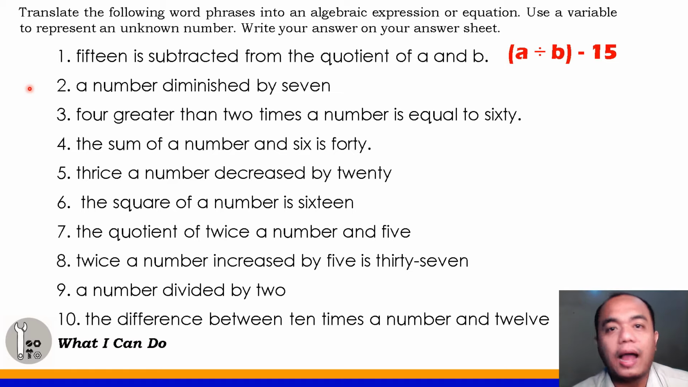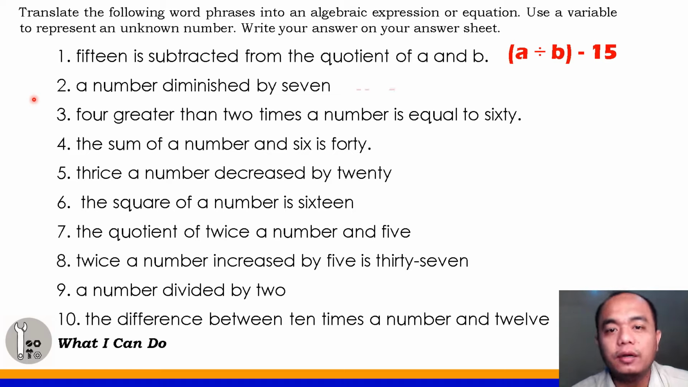Pwedeng gamitin mo kahit na anong letter sa alphabet to represent the unknown number, especially in number 2. Okay lang yung number 1 kanina kasi nilagay talaga na letter A at saka letter B yung gagamitin nating variable. Pero dito wala. Ang ginamit lang dito is a number. So makakabasa ka ng a number na word or phrase sa isang item, gagamit ka na nun ng variable. Pero hindi binigay kung anong letter ang gagamitin mo. Kaya ikaw na ang magde-decide kung anong letter ang iyong gagamitin.